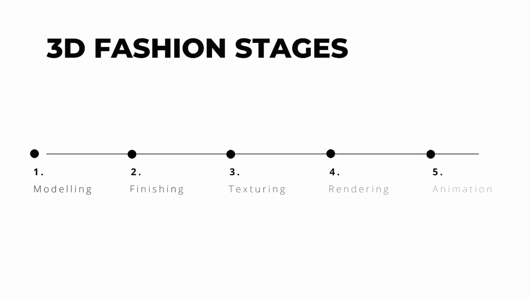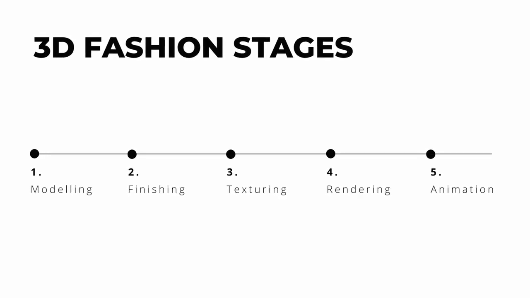So let's look into the stages. Okay, so there are 5 stages of 3D fashion. The 5 stages are modeling, finishing, texturing, rendering, and animation. So these are the 5 different stages.